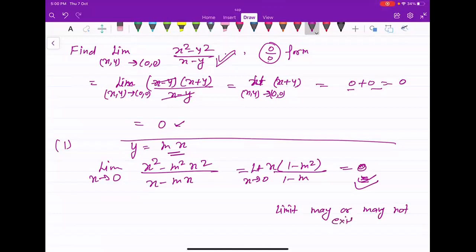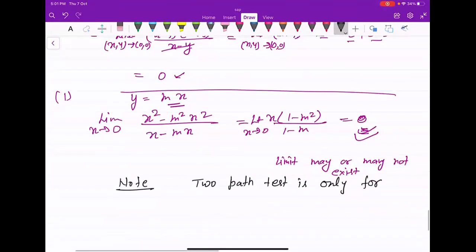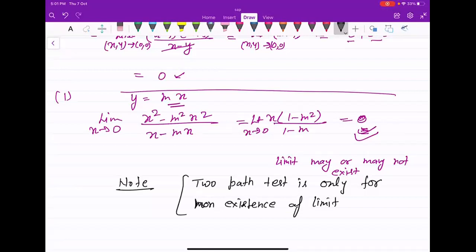Just note down here, the two-path test is only for non-existence of the limit. You cannot say anything otherwise. If you go through any two paths and you are getting the same limit, like 0, still you cannot say the limit will exist. So the two-path test is only for non-existence of the limit.